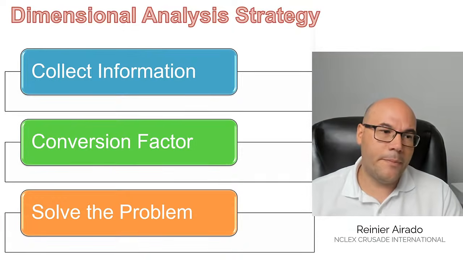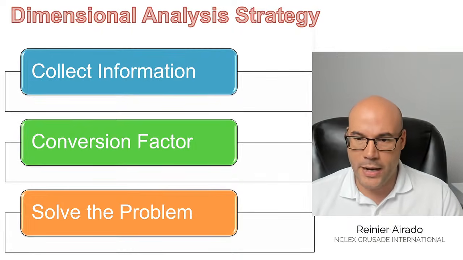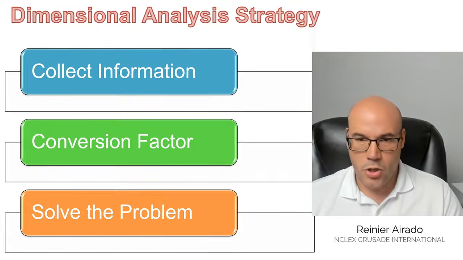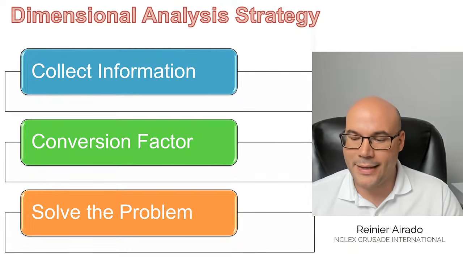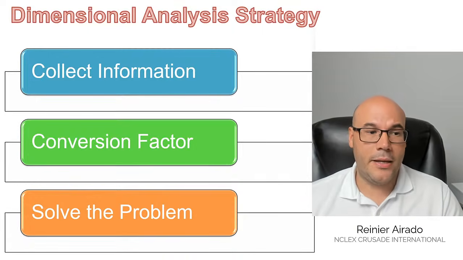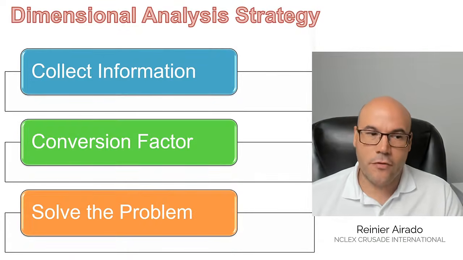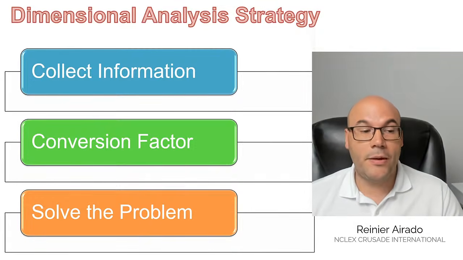So first step, it is to look at the problem and collect information. That is the first step that I want you to do. Look at the question and collect information, and I will show you how you're going to collect that information. Step number 2, you have to determine if you need a conversion factor. And I will tell you what a conversion factor is. And step number 3, you will solve the problem.